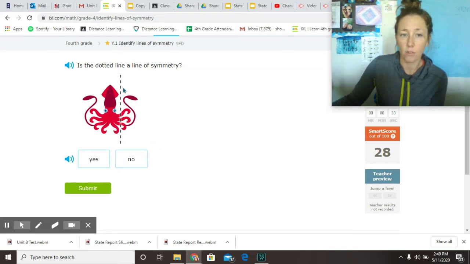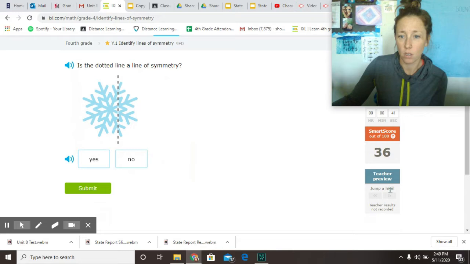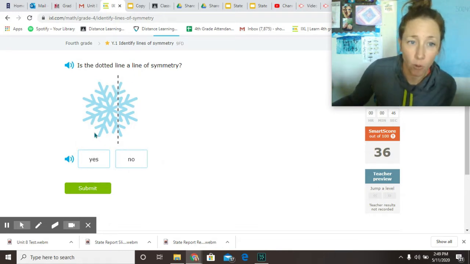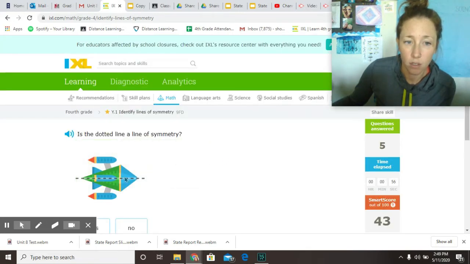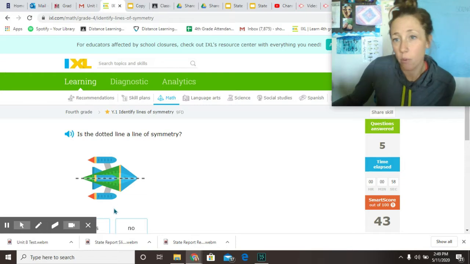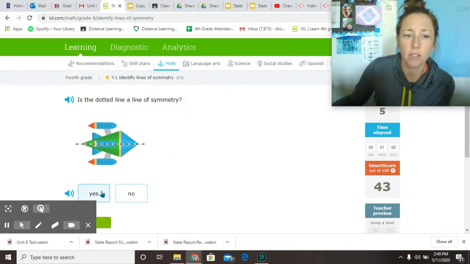Right here, the octopus. Well, no. If I fold it right here, I'd have a couple legs, and I'd have the whole body and the whole rest of the octopus on this side, so they wouldn't be symmetrical. Okay, snowflake. The snowflake could be symmetrical if I fold it in a different spot, but right here, I'm going to have just the edge. I'm going to have the whole flake plus the edges on this side, so that wouldn't be symmetrical. Okay, so I'm just looking, line of symmetry, are both sides equal? I think you guys understand that pretty well.